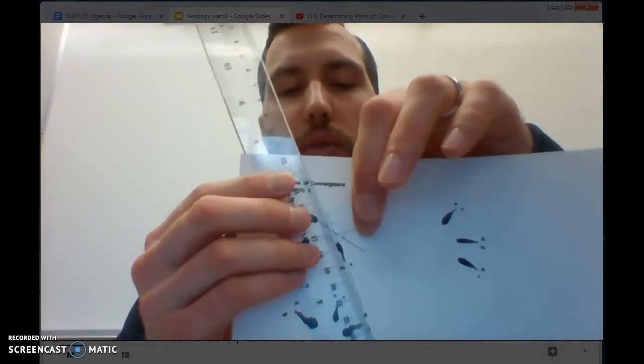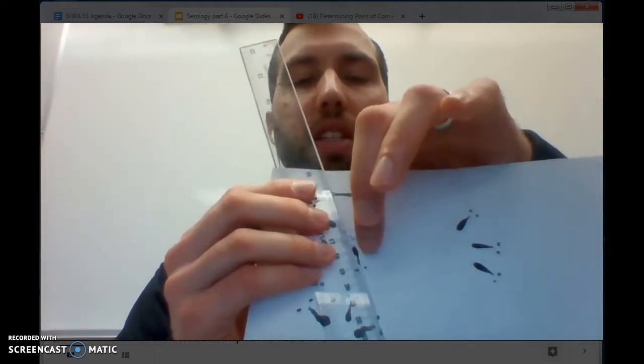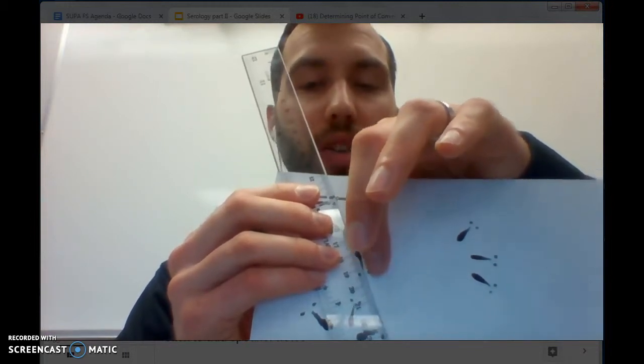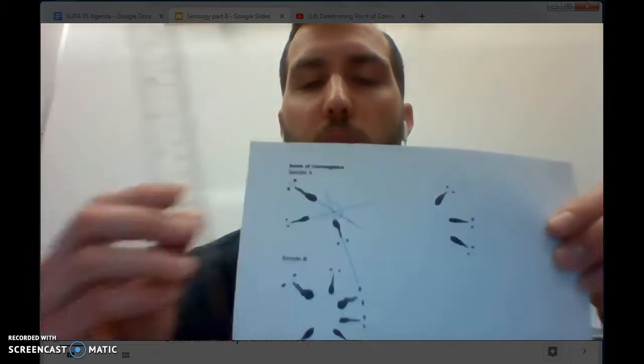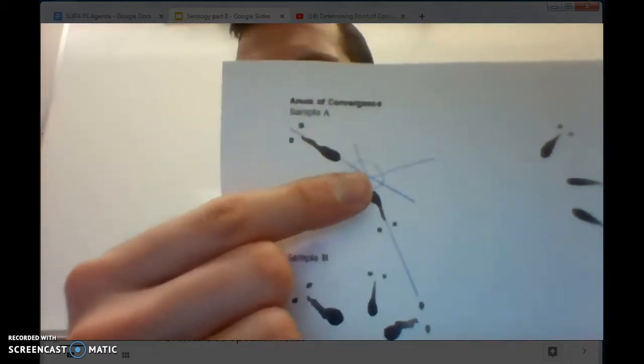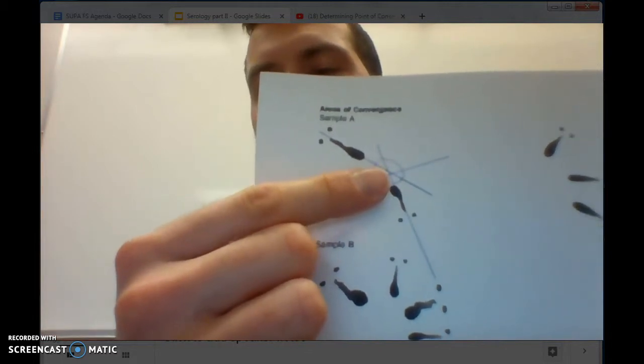So remember, the tail is pointing in the direction the blood traveled, so it came from this direction over here. You're going to do that with all three blood drops. The tail is pointing towards the direction it was traveling towards, so it came from the opposite direction. When you draw all three lines, then the area where those three lines meet, you're going to draw a circle around them. We call that the point of convergence.